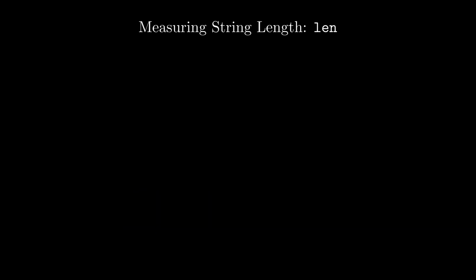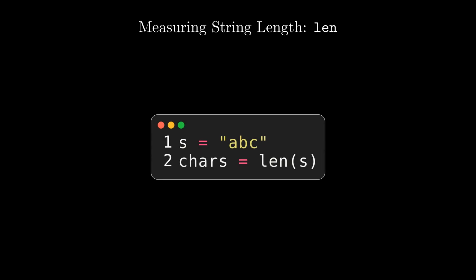One more tool: measuring length. The len function reports how many characters a string contains. It's an expression Python evaluates to a single integer. Here, s is set to the string "abc", and chars is set to the length of s, which evaluates to 3. Every character counts, including spaces and punctuation. The length of "me myself" will be 9: 2 characters for "me", 1 for the space, 6 for "myself". len gives you the exact character count of whatever string you hand it.